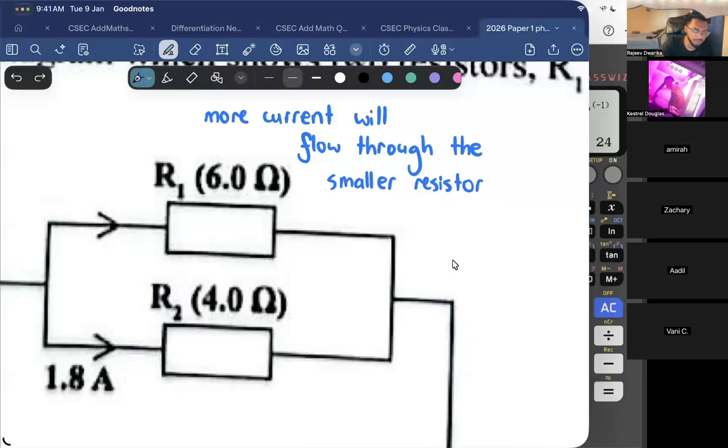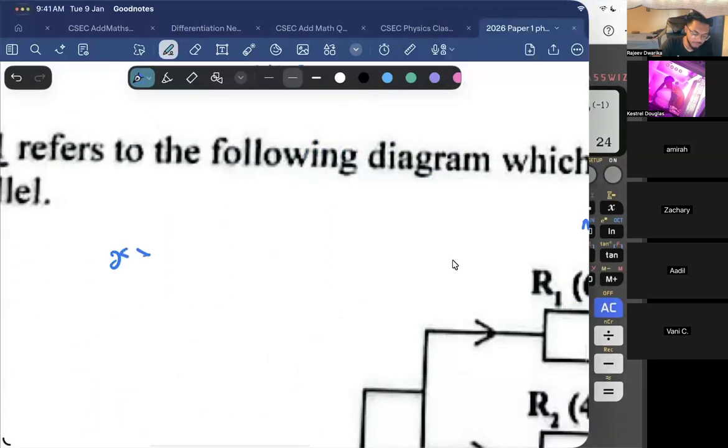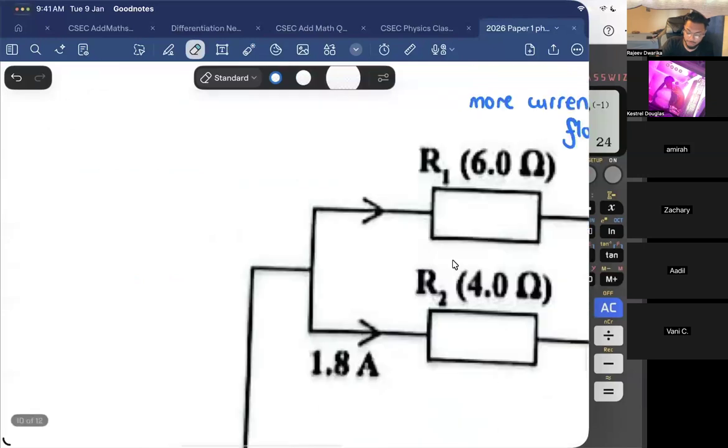Or you do that in maths, you know? Like x is more than 7. You did that before? I can't remember, actually. Okay, so if I say x is more than 7, it means that x could be what numbers? 8, 9, 10, 11, 12. Yeah, that's correct.